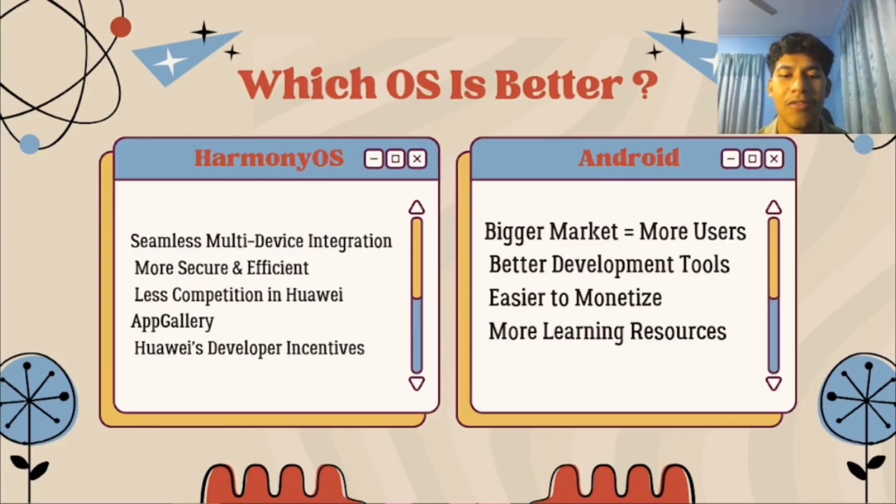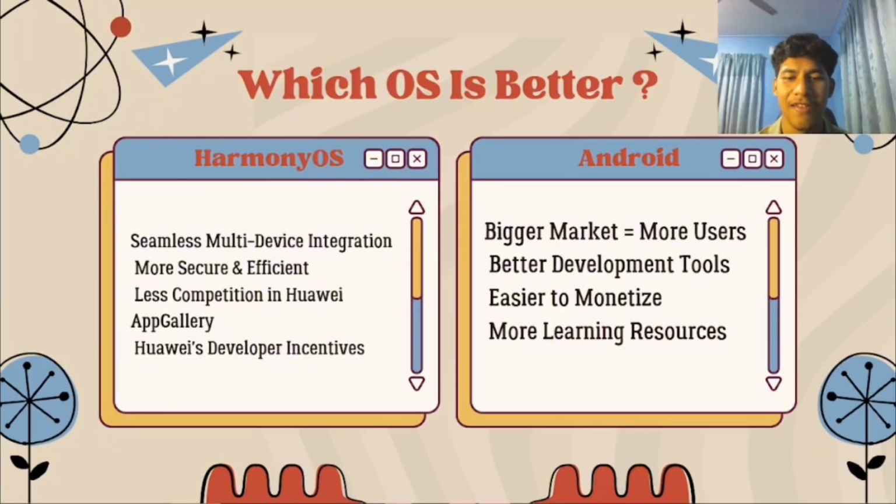The last one is the Huawei Developer Incentive. Huawei offers better revenue sharing models, making it more attractive for some developers. If Huawei expands globally and gains more users outside of China, HarmonyOS could become a serious competitor to Android.